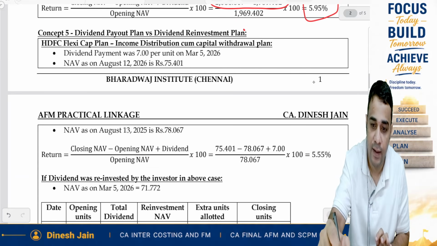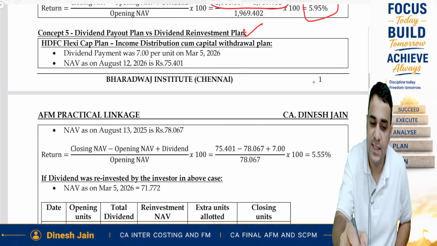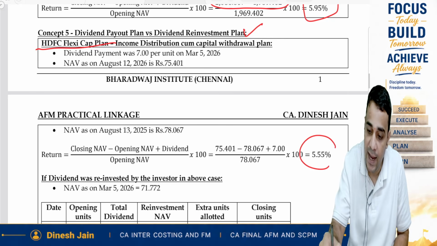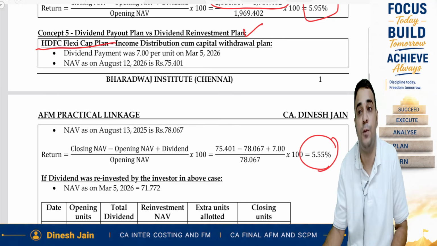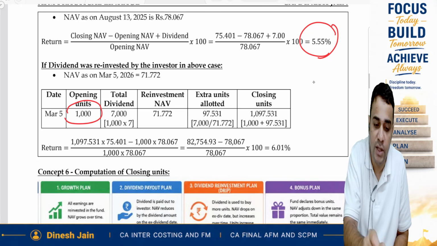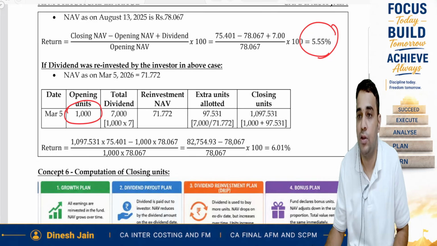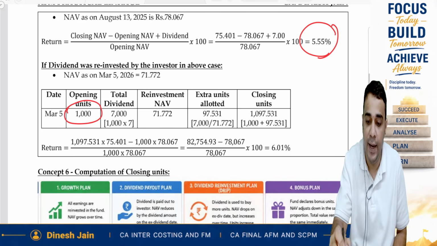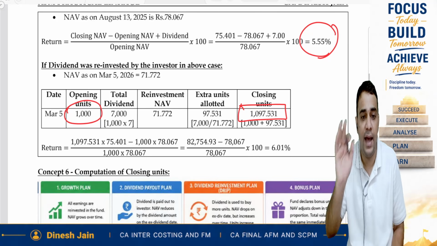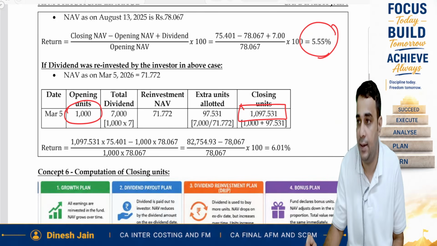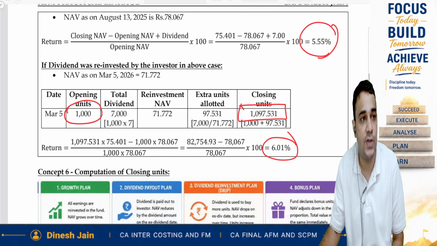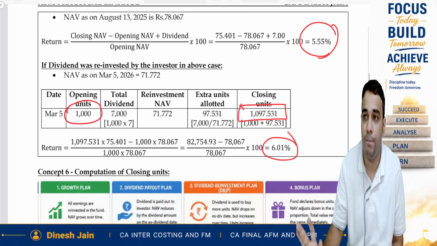Dividend payout plan, dividend reinvestment plan, same HDFC flexi cap. This I had explained earlier, 5.55%. This is if you pay dividend. If you do reinvestment, assuming 1000 was the start, you end with 1097. I have taken exactly the practical data, and here the return is 6.01. Don't focus on the numbers.